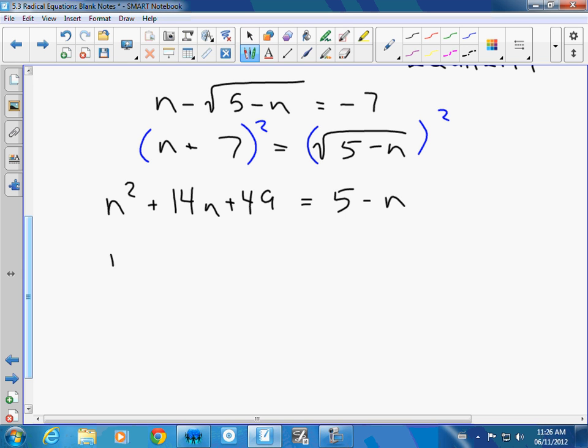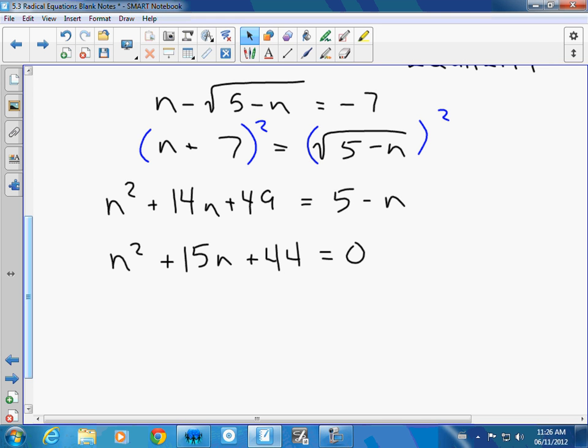So n squared. We bring the n over, it's negative n, we bring it over, it becomes positive. 14n plus n is 15n. The 5, it's positive, we bring it to the other side, it becomes negative. 49 minus 5 is, what is it? 44. Equals 0. Okay, now, we're solving for x.